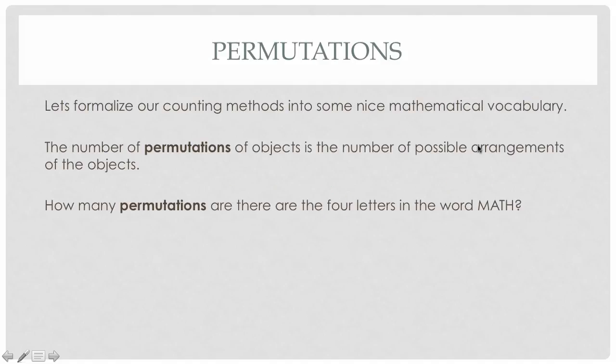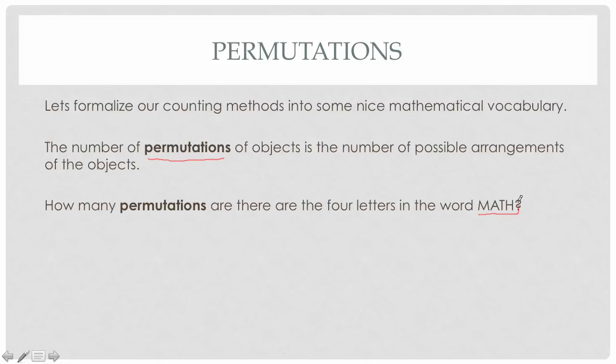Okay, let's formalize our counting methods and start using some vocabulary here. We have this word in math called permutations, and the number of permutations of objects is the number of possible arrangements of the objects. So we're looking at arrangements and counting each of the different ones. That's a permutation. So here's a problem you would see. How many permutations are there of the 4 letters in the word math?